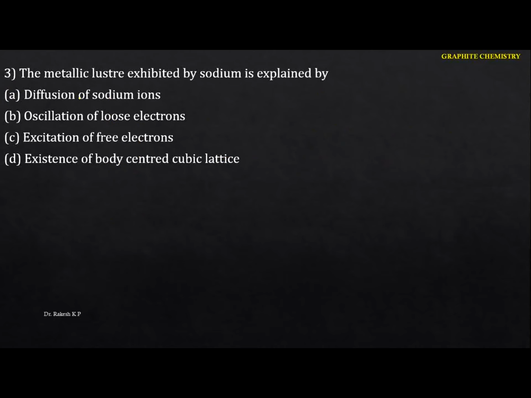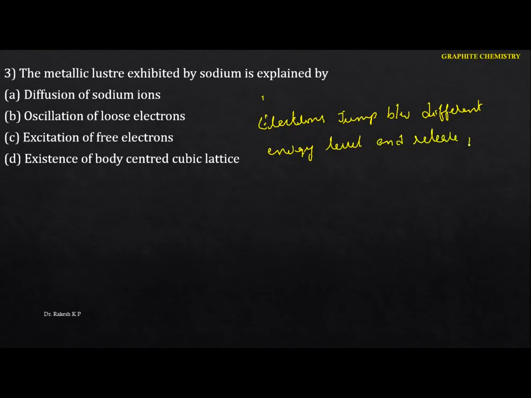The metallic luster exhibited by sodium is explained by. Now we have to identify what exactly causes the metallic luster. Whenever the electrons jump between the different energy levels, they release a photon, and this photon is released in the form of luster.